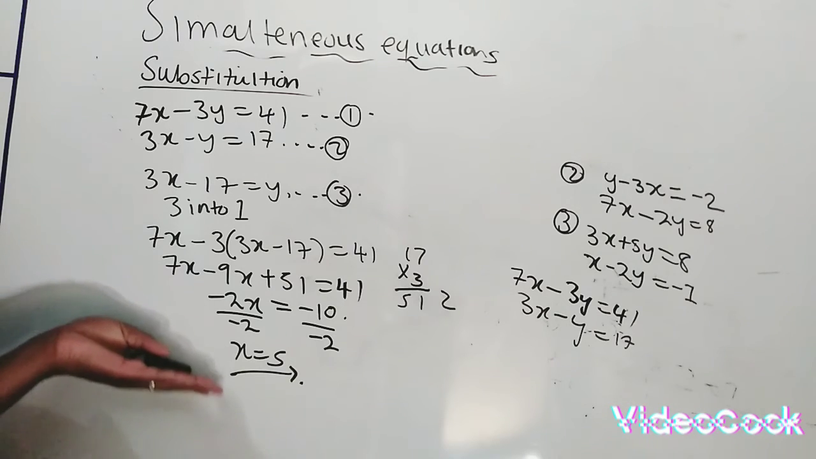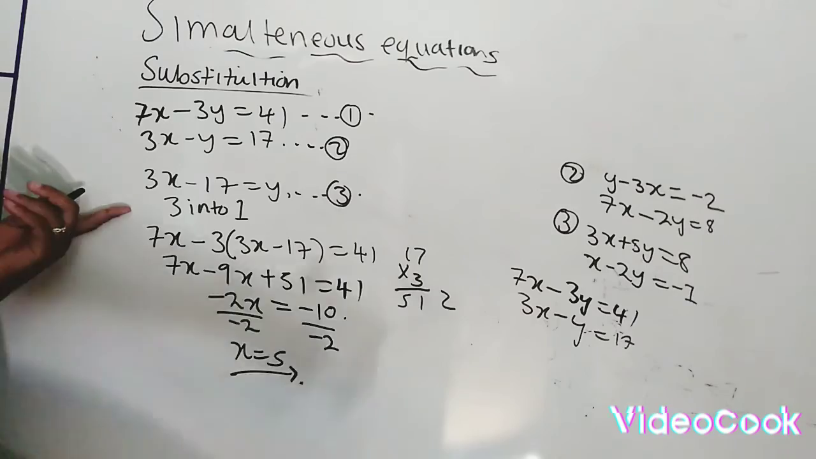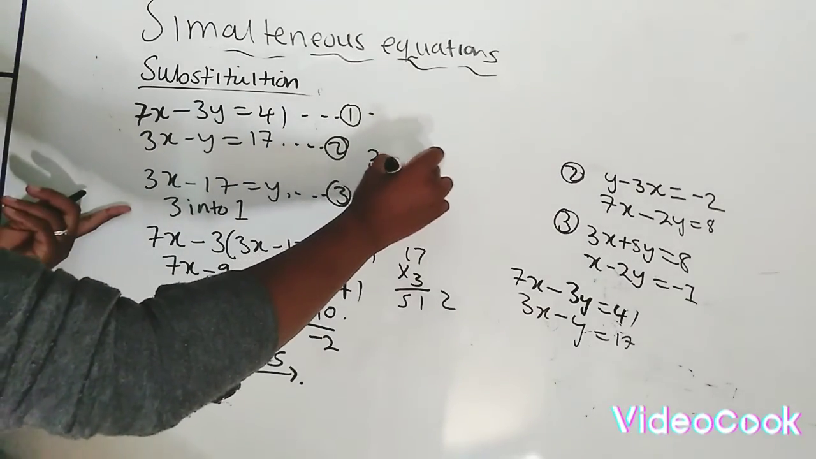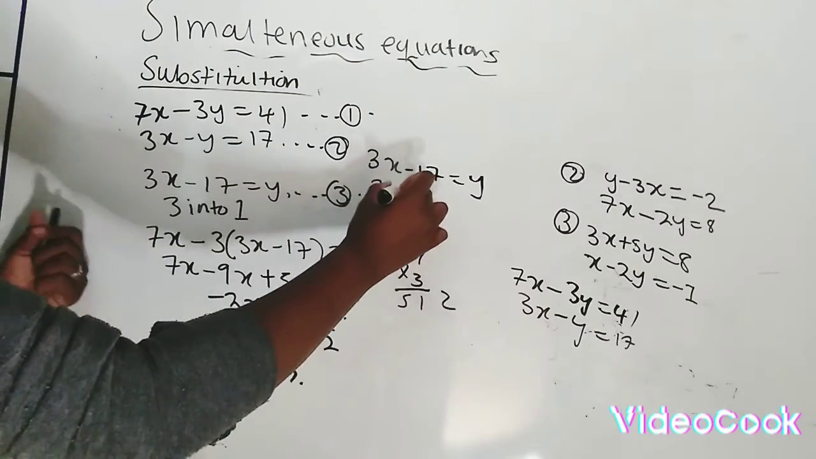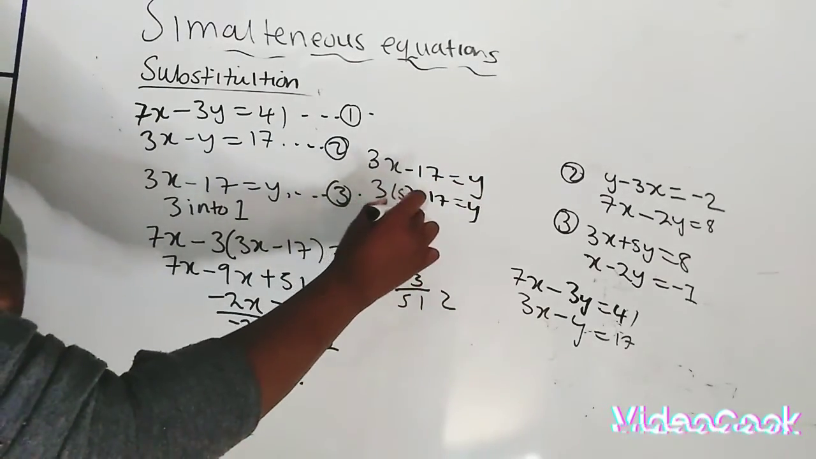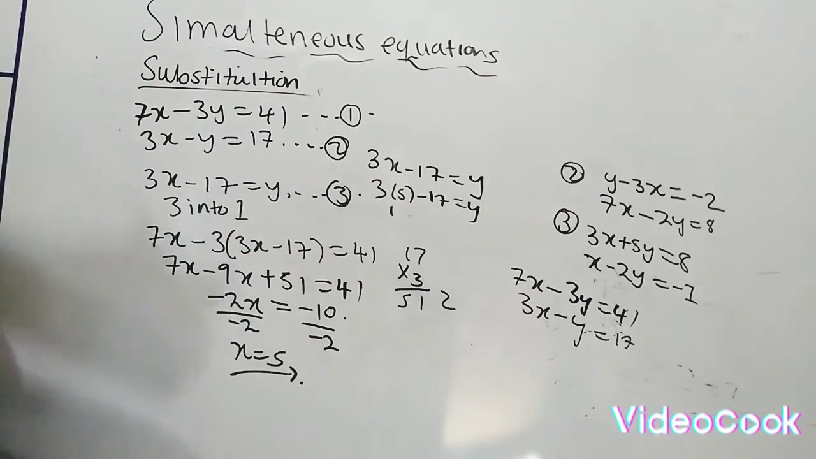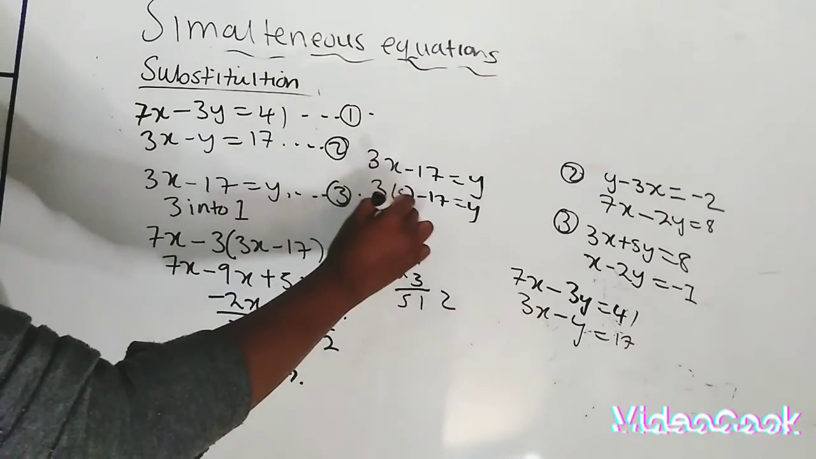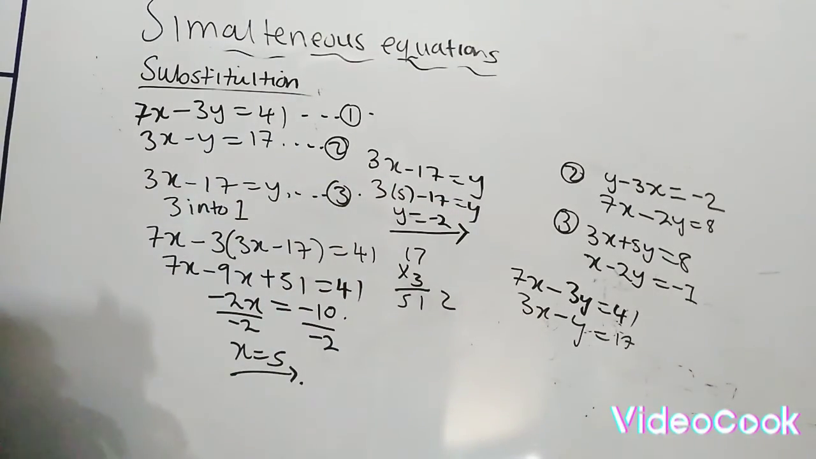Since we have our value for x as a 5, going back to equation 3, we know that 3x minus 17 is equal to our y. So our x is a 5. So 3 times 5 minus 17 should be equal to y. So 15 minus 17, 3 times 5 is a 15. 15 minus 17, we get a negative 2. So y is equal to a negative 2. That's our value for y.